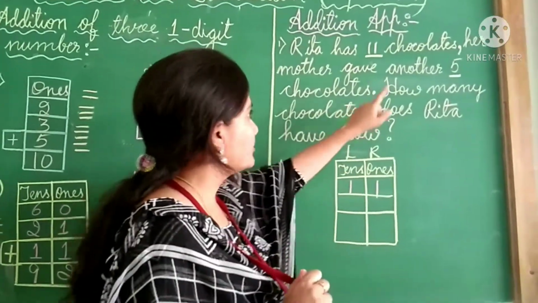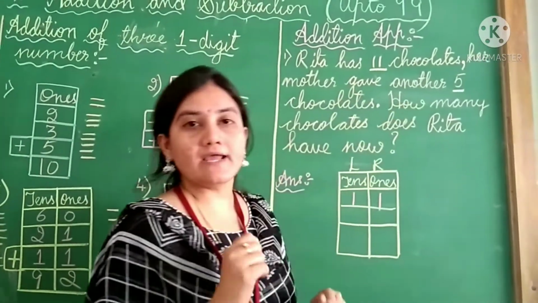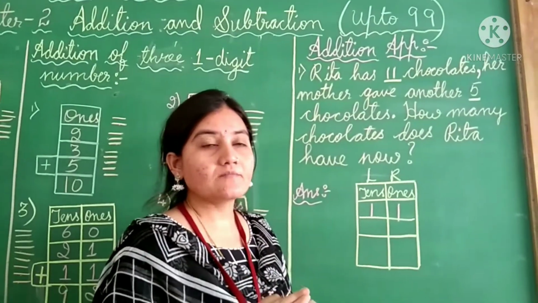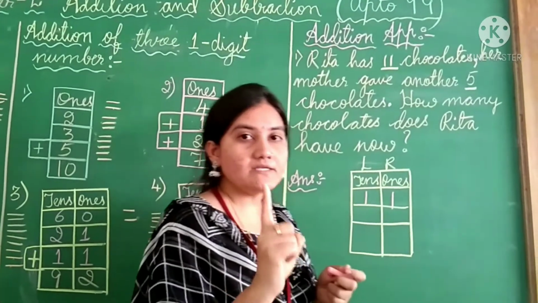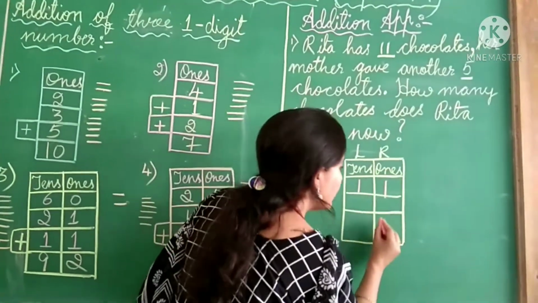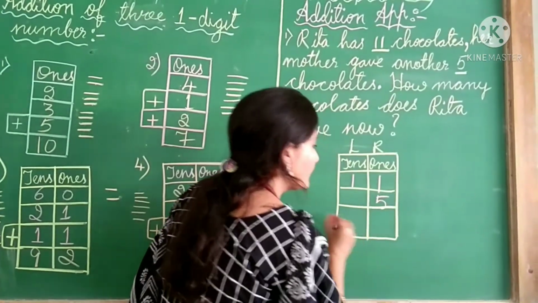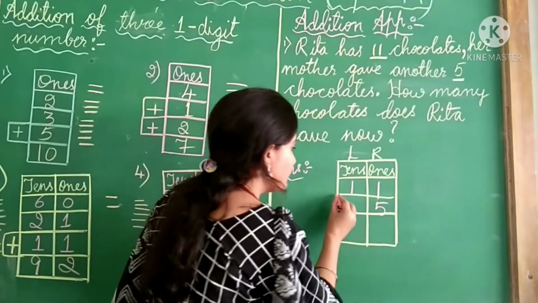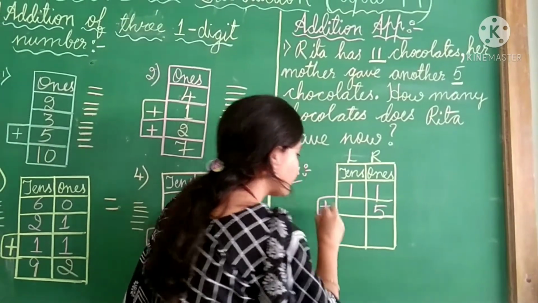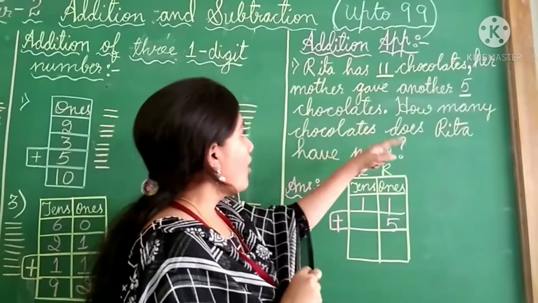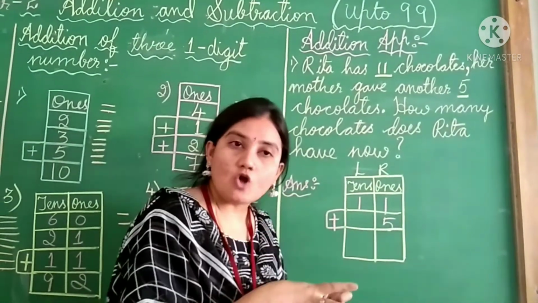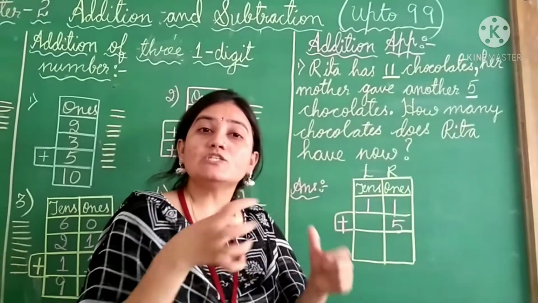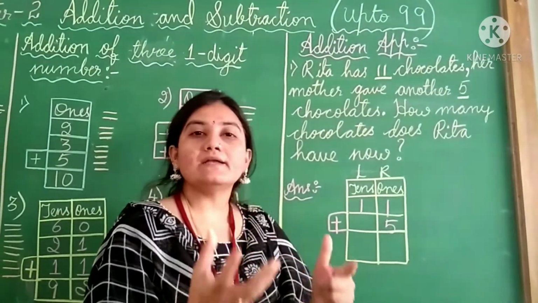Then next, her mother gave her 5 chocolates. Here again, 5 is a 1-digit number. So in the ones place we will write 5. Got it, children? In the ones place we will write 5. Then how many chocolates does Rita have now? So we have to put 11 chocolates plus 5 chocolates together. Then only we will get the answer here.